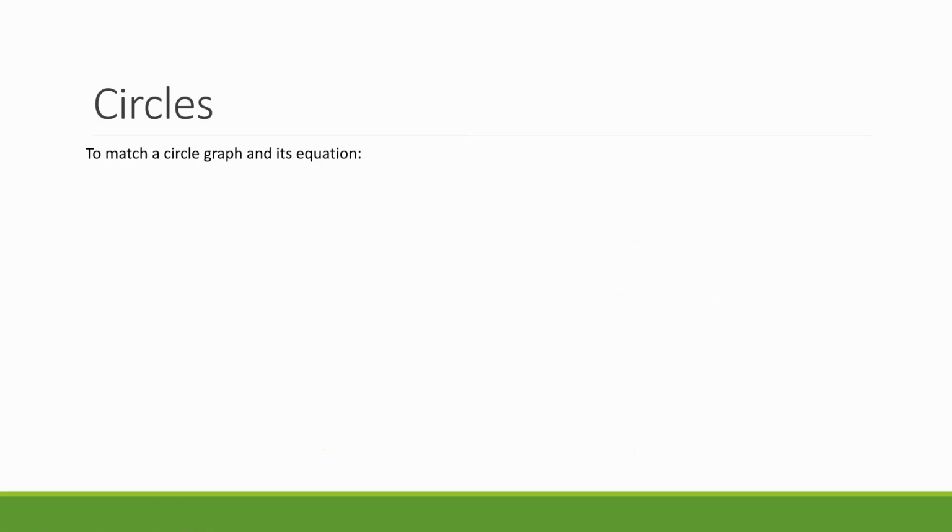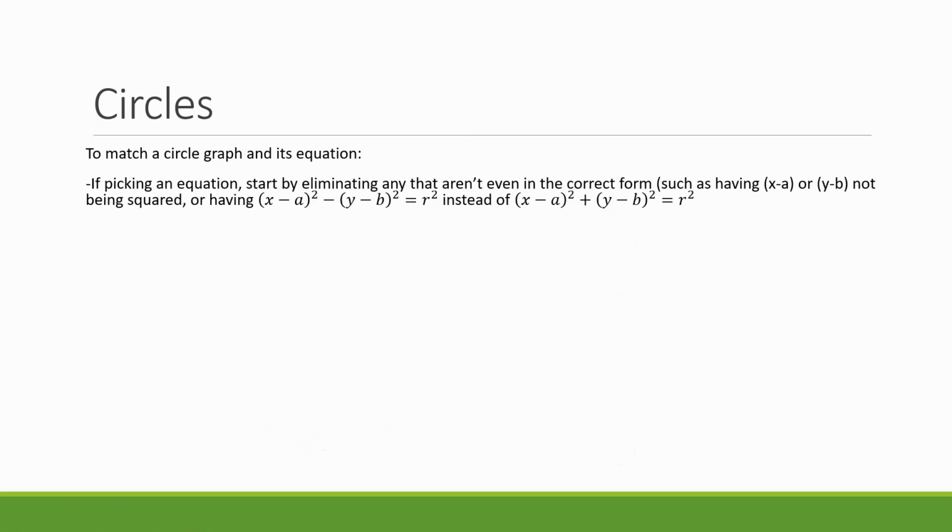So that's the circle. How would I then go and match a circle graph and its equation? So if you're picking an equation, start by eliminating any of them that just aren't even the correct form. So if they have x minus a or y minus b and don't have that squared, because remember here, each of these parentheses would be squared, or if they have this minus here instead of a plus, because while these two can be minus or positive, the one in between the two must be positive. So if any of them are in the wrong form, you can get rid of it immediately.